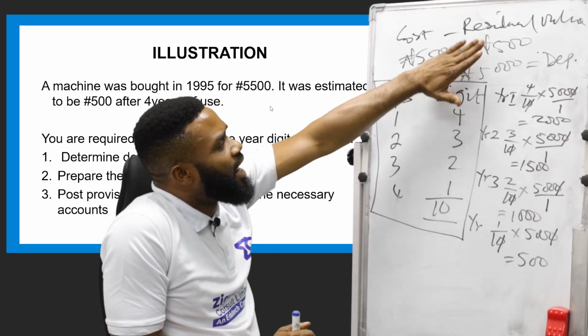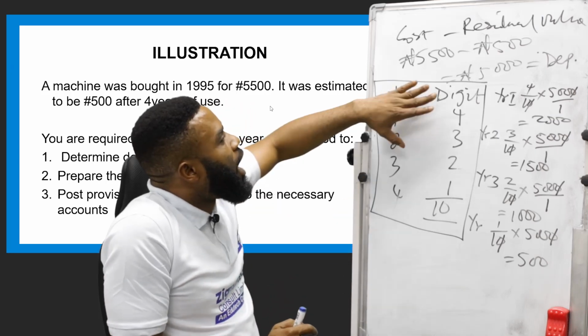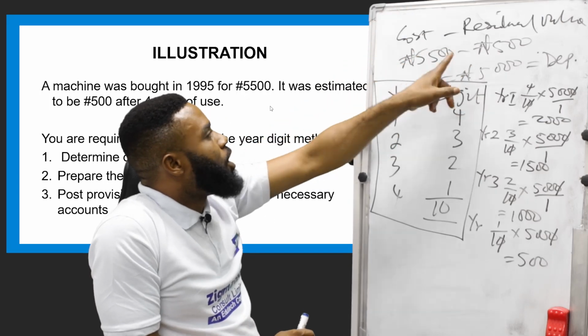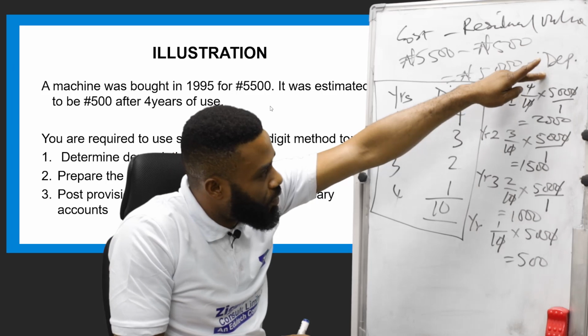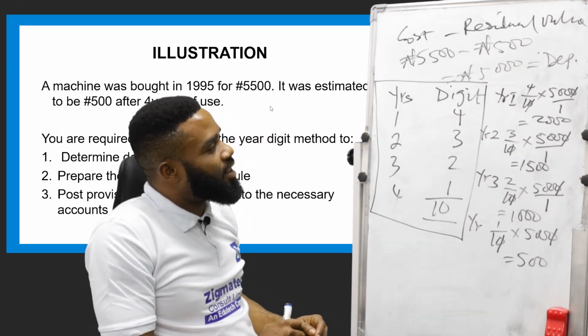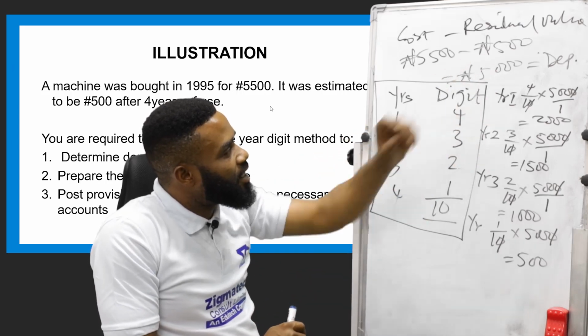I want to believe that at this point, students will not find it difficult. First of all, you subtract the residual value from the cost. When you subtract the residual value from the cost, you're going to have 5,000 as a depreciation. Now, let me ask a question. Have you seen why we said 5,000 naira is a depreciation?